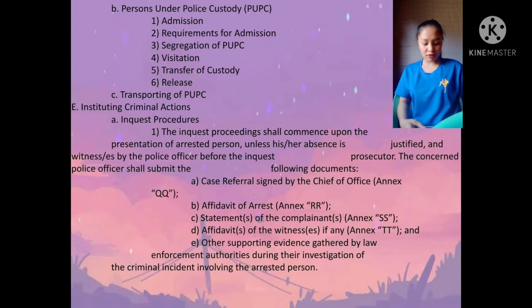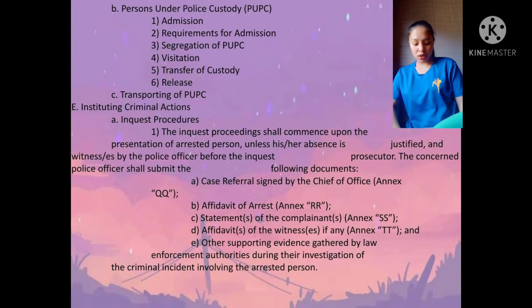So we have here number 5. We're done with the visitation. Number 5 is the transfer of custody. Upon receipt of the commitment order from the court, the chief custodial facility shall coordinate with the issuing court to ascertain the validity of the order. So they should validate if there is an order for the transfer of the person. Upon confirmation, he or she must coordinate with the receiving detention facility for the immediate transfer of custody. So after they validate the order, they should coordinate with the receiving detention facility to immediately transfer the person.